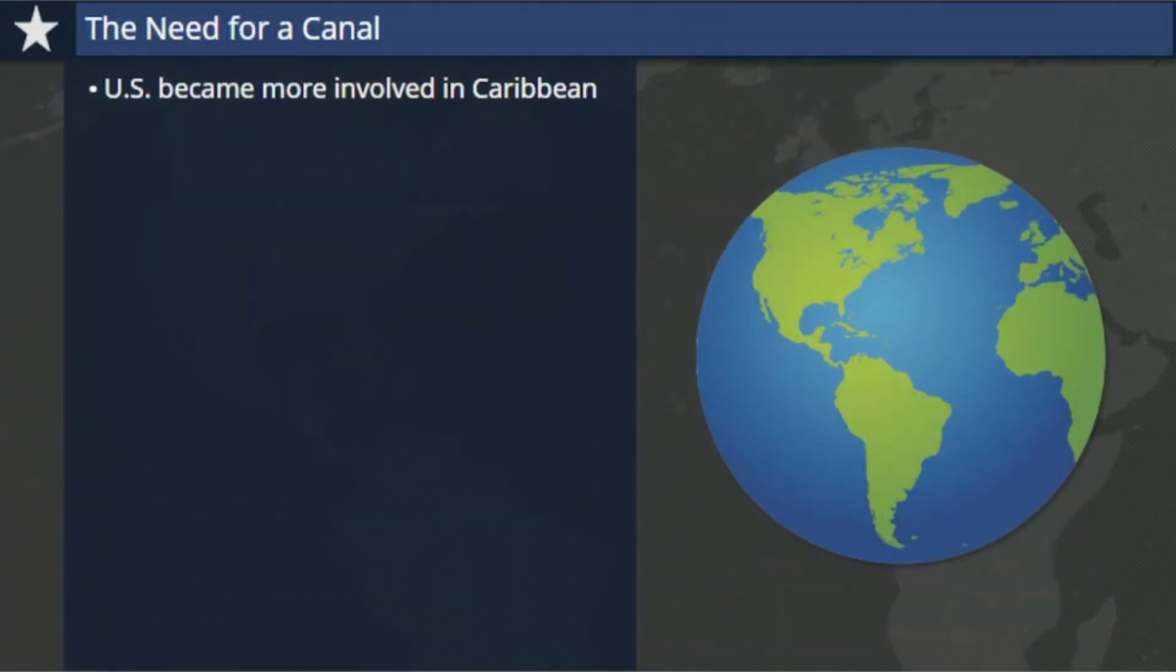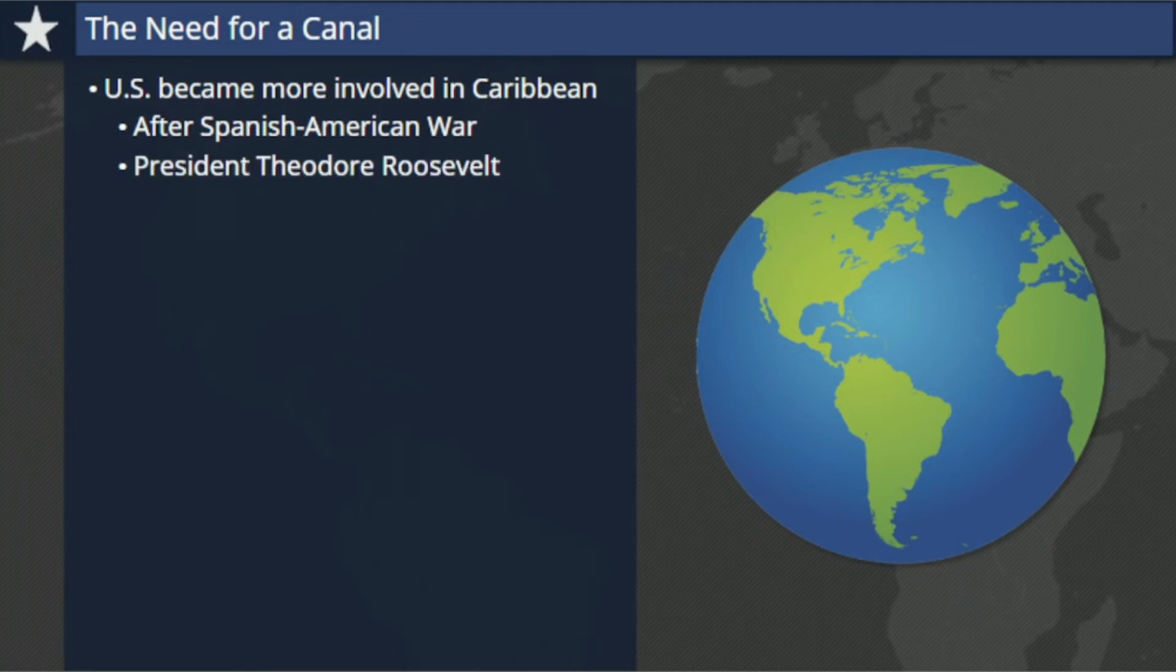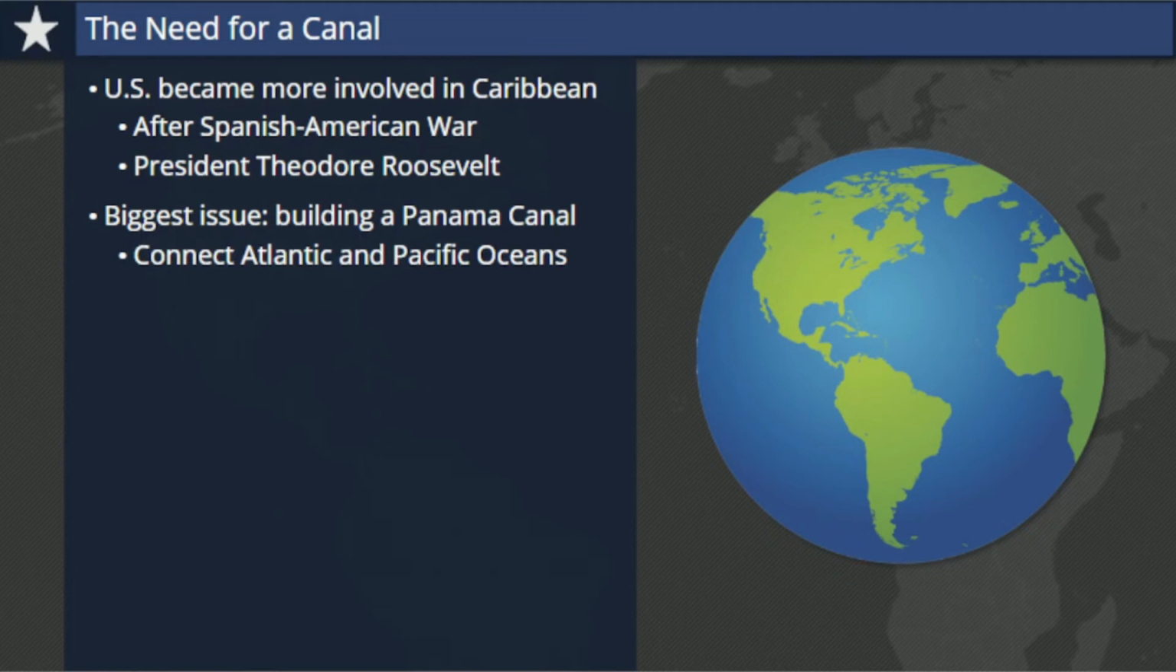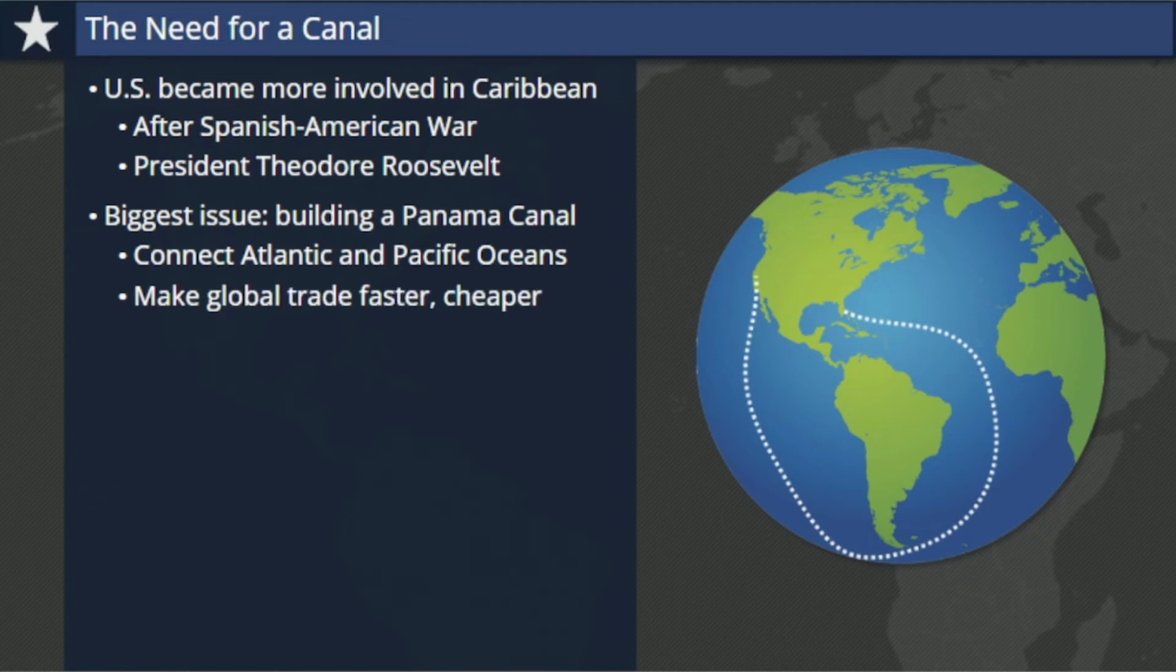The United States became more involved in the Caribbean than ever before after the Spanish-American War, starting with the presidency of Theodore Roosevelt. In this region, one issue overshadowed all others: the building of the Panama Canal. The creation of a canal somewhere in Central America to connect the Atlantic and Pacific Oceans had long been a dream of people everywhere. Before the construction of a canal, ships that wanted to travel from one side of the United States to the other had to make an extremely long journey around Cape Horn, at the very tip of South America. A canal would make global trade faster and cheaper, but it would help the U.S. in another way. The United States was a major world power with a growing navy.